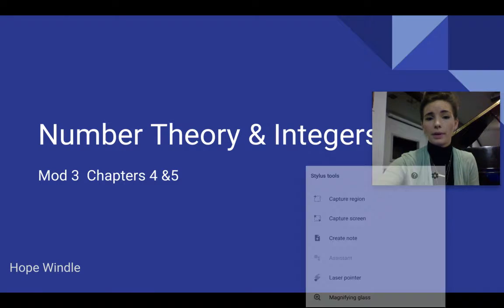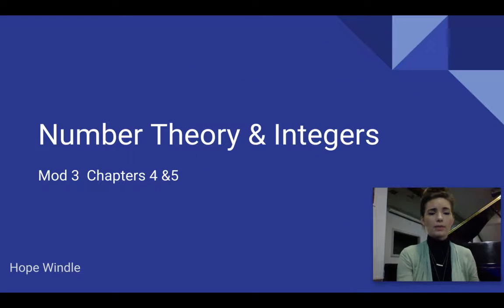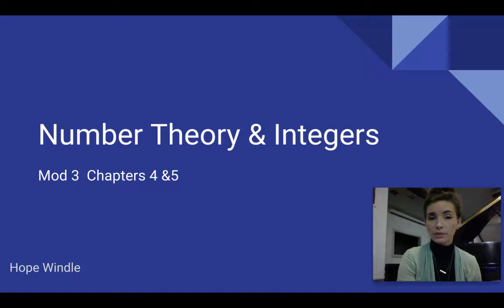Today we're gonna be talking about number theory and integers. Integers are the natural numbers, the counting numbers or positive integers, like 1, 2, 3, 4, and so on. They're also the negative numbers, like -1, -2, -3, all the way to infinity. And then the number 0, which is neutral.